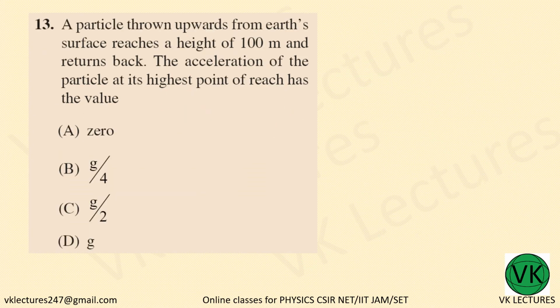A particle thrown upward from Earth's surface reaches a height of 100 meters and returns back. The acceleration of the particle at its highest point of reach has a value. Now, this is the scenario. We have a particle, and this particle is moving above height and then coming down. Now the question is, at this point, what is the acceleration? This is 100 meters above. Okay. Now, at this point we know velocity equal to 0, because it reaches maximum height, its velocity will be equal to 0, and then it descends down.